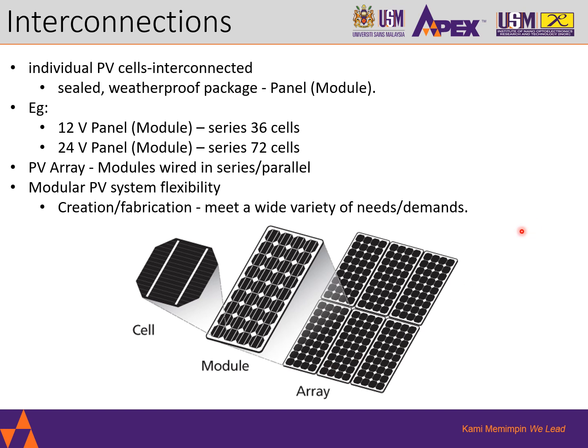Interconnections of solar cell. To increase their utility, a number of PV cells are interconnected together in a sealed, weatherproof package called a panel or module. For example, a 12-volt panel or module has 36 cells connected in series, and a 24-volt panel module has 72 PV cells connected in series. To achieve the desired voltage and currents, modules are wired in series and parallel into what is called a PV array.